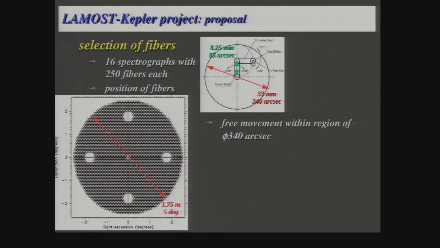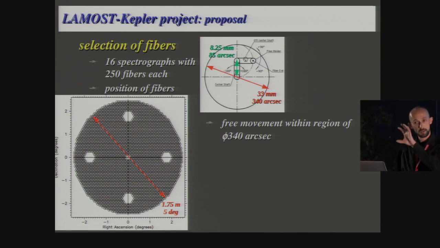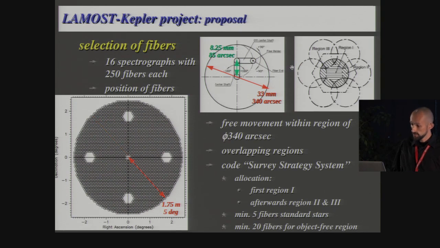The fiber is actually mounted here at the end of this second shaft. These shafts can move in different directions. So by combining this movement, you can actually reach every point within this circle. These circular regions also overlap.